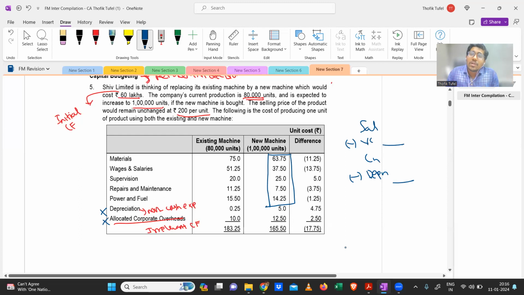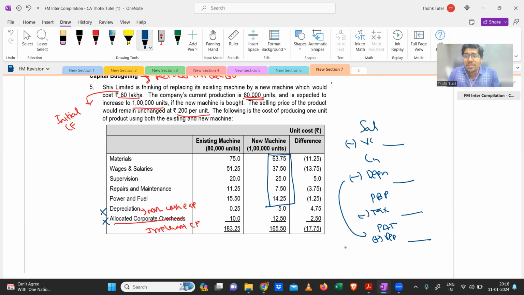So after depreciation, this will become my profit before taxes. Then I have to reduce the taxes here. After reducing the taxes, I will get the PAT. And then this depreciation, I have to add back. Adding back this depreciation will give me the cash flow. This is the approach.